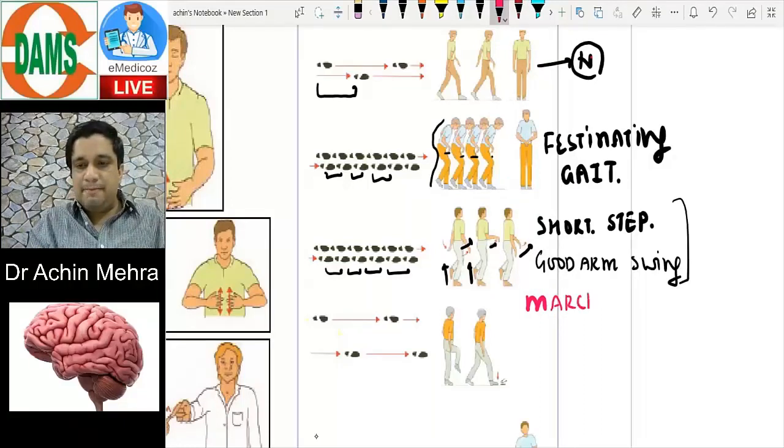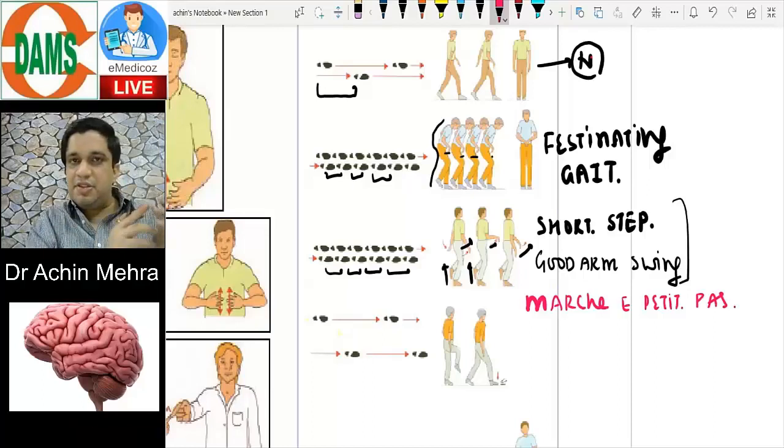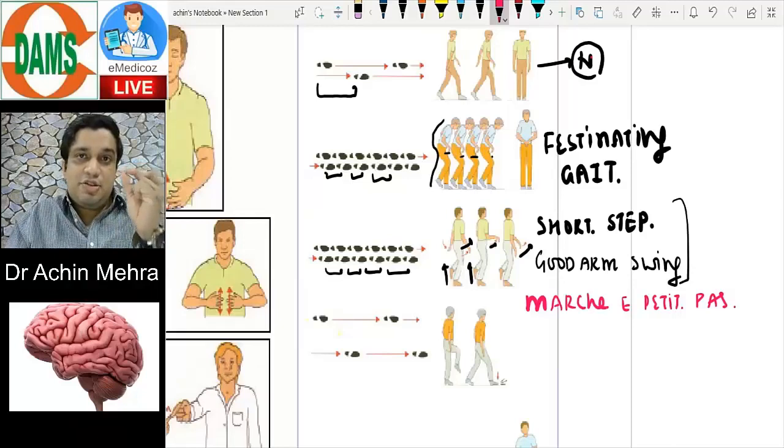Marche a petit pas. So the word petit comes again, which basically means small, like petit mal epilepsy happening in absence seizure. Here the legs are not moving much ahead, they are taking shorter steps, which is known in French as petit, and they're walking like a soldier, marche a petit pas, right? Somewhere we find it in the books, like the frontal lobe lesions often show this kind of gait disorder known as the marche a petit pas.